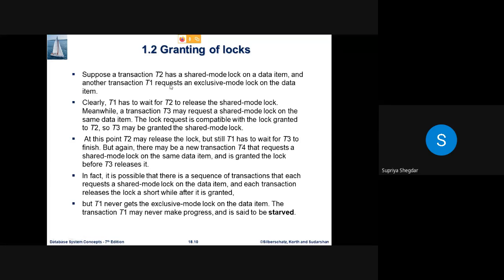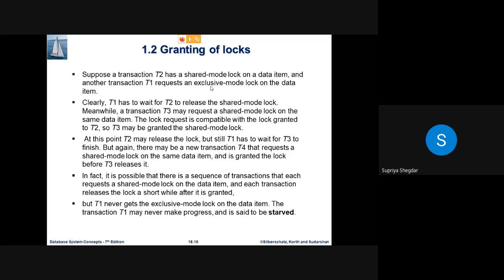Here, consider the transaction T2. Transaction T2 has the shared mode lock on the data item, and another transaction T1 requests the exclusive mode lock on the data item. Currently the transaction T2 is holding the shared mode lock on the data item, and transaction T1 is requesting the exclusive mode lock. So the concurrency control manager does not grant the lock to transaction T1 because the locks are in incompatible mode.